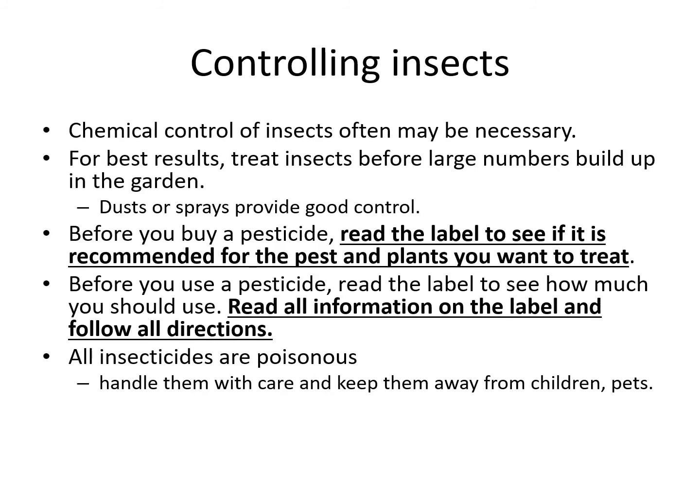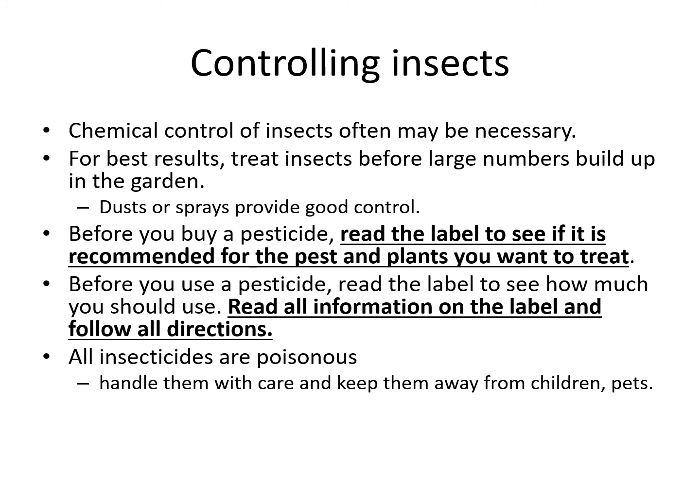All right. If we have to use chemical control, like I said, when large numbers build up in the garden, you got to do something. So dust or sprays, like I talked about, is good control. I kind of got ahead of myself, but before you buy the pesticide, read on the label what it's recommended to kill, what pests it'll get rid of, and the plants that you want to treat. How much you should use. The information's on there, like I said, for a reason. So be sure and use it.